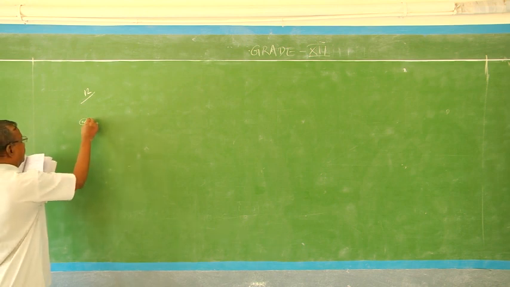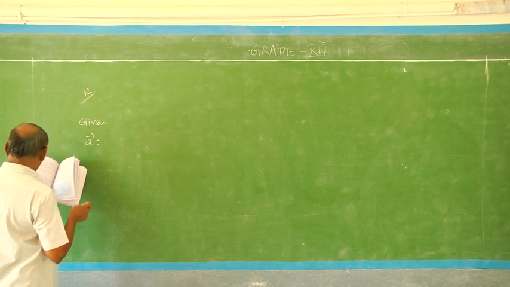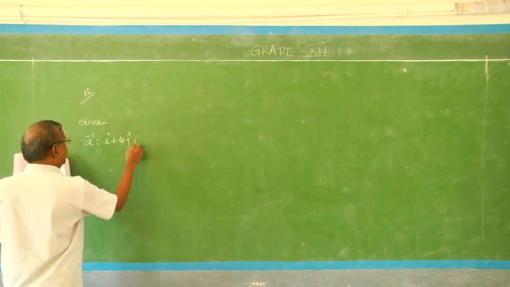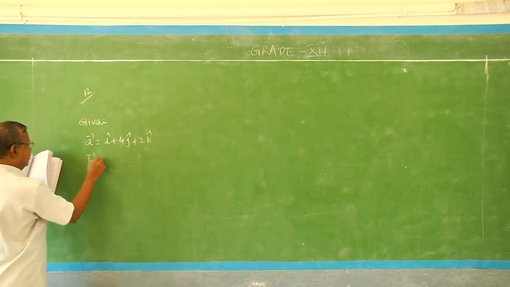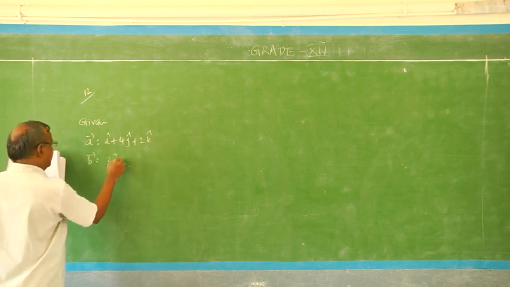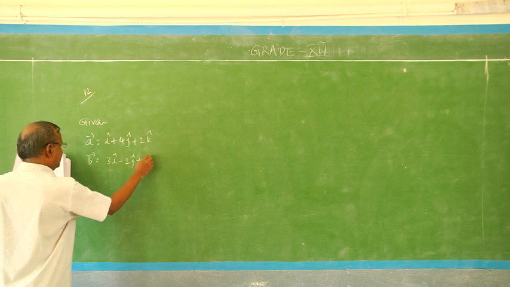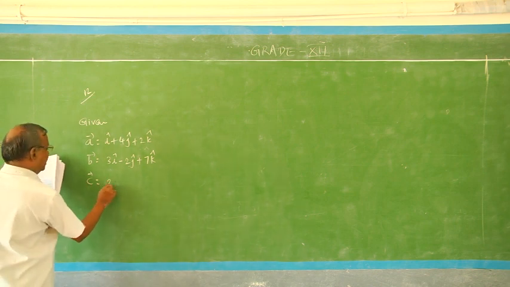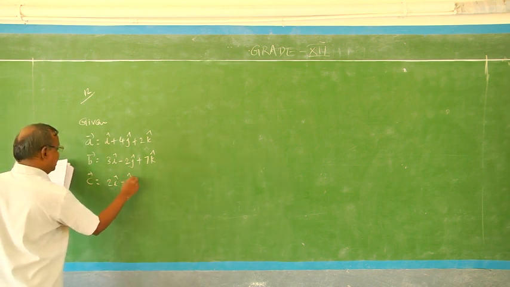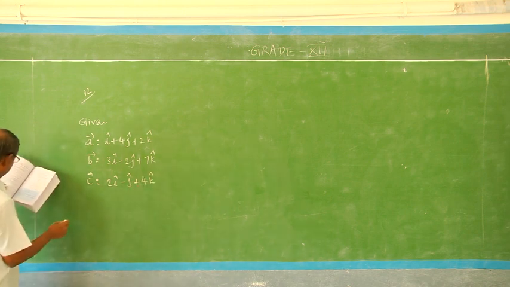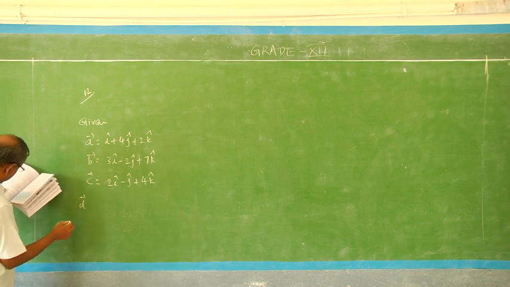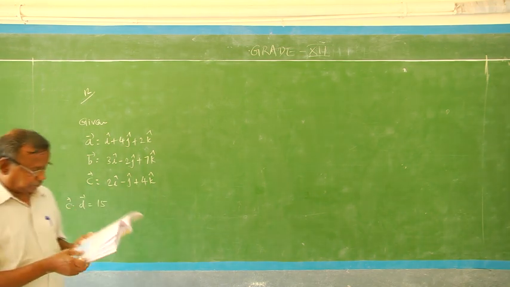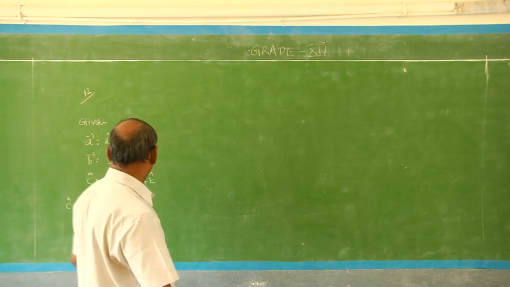Given A vector equal to i cap plus 4j cap plus 2k cap, B vector equal to 3i cap minus 2j cap plus 7k cap, and C vector equal to 2i cap minus j cap plus 4k cap, and C vector dot D vector equal to 15. So what is D vector? Find D vector.